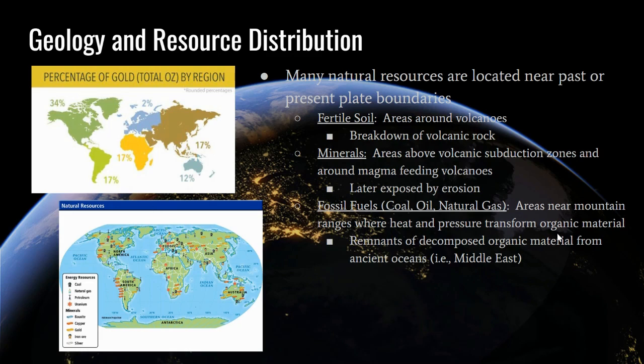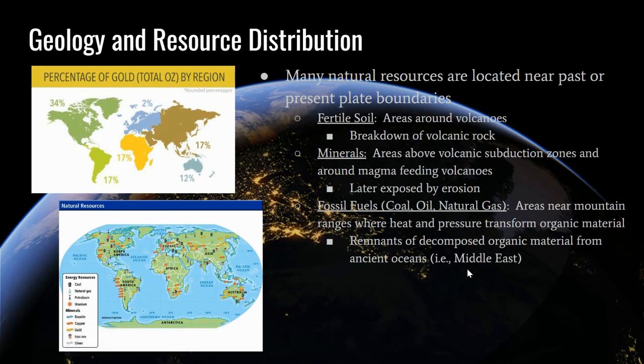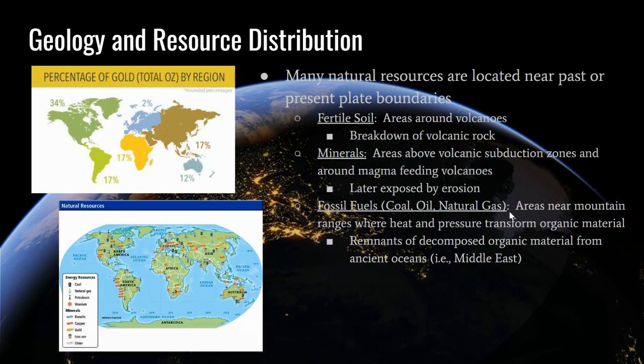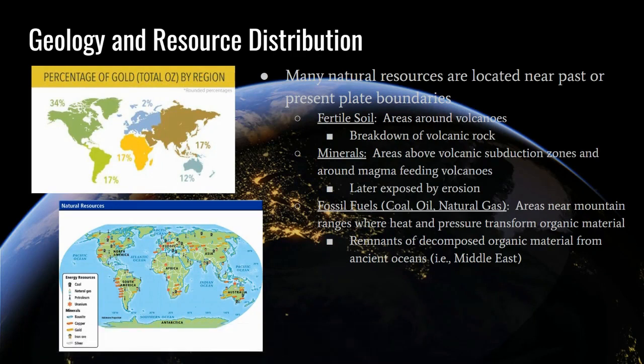So, for example, in the Middle East, you had what a lot of scientists believe was this ancient ocean and a lot of these different life forms. And eventually, those different life forms began to die and decompose. And that decomposed organic material is where, combined with heat and pressure, we start to get our deposits of coal, oil, and natural gas. So areas near these mountain ranges typically have the highest deposits of fossil fuels because of that very reason. These decomposed organic materials are using heat and pressure to create coal, oil, and natural gas.